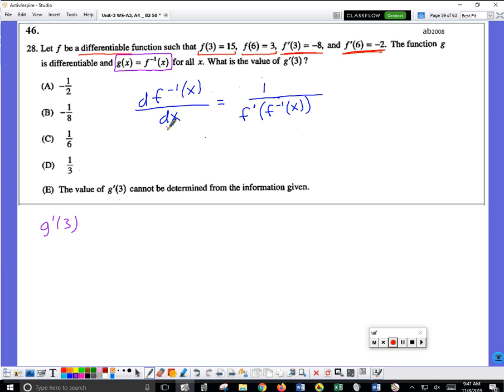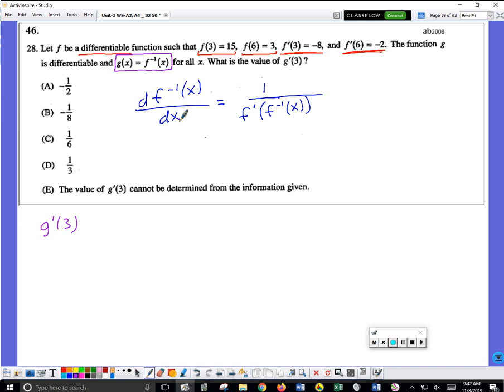Wave if you need me to talk through that sequence again. Just wave at me. So they want me to find g prime of 3, so the thought sequence is I need the formula for g prime first. Well, that means I need the derivative of g. But g is the same thing as f inverse. So I need the derivative of f inverse. That's why I need the formula. Wave if you need me to.